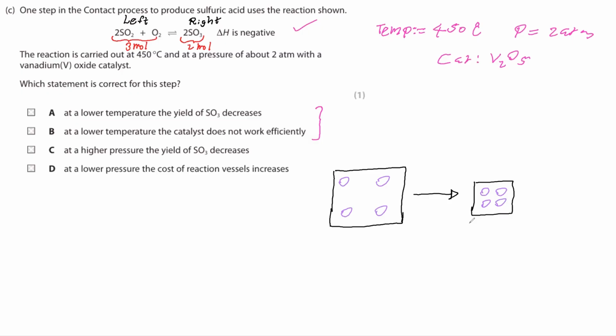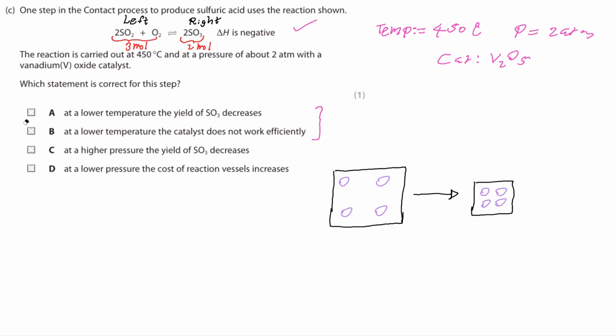So that means you can say that the system counter-reacts against the change. This is what will happen. We increase the pressure now, so the system will try to decrease the pressure. How to decrease the pressure? They can't do anything with this container. So one thing they can do is withdraw a few particles.